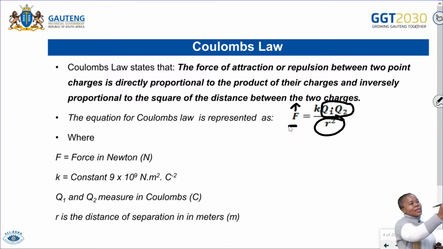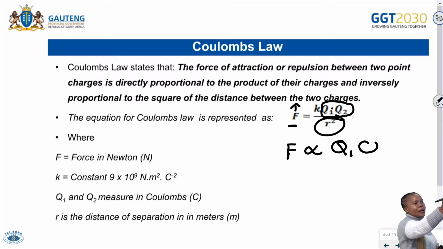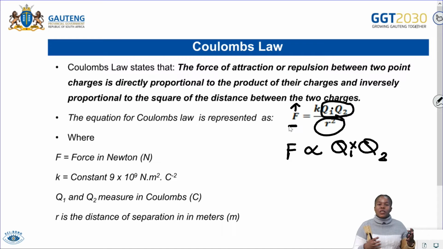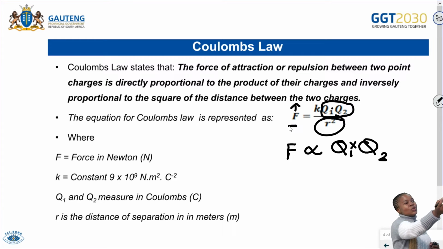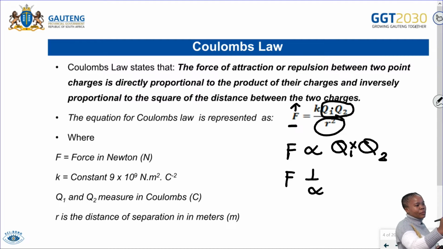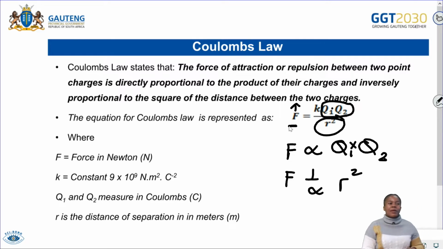That means that F is directly proportional to what? To Q1 and Q2, which is multiplied, because the force of attraction or repulsion is directly proportional to the what? To the product of the charges, and it is inversely proportional to the what? To the squared distance between them. It's a squared distance between them.